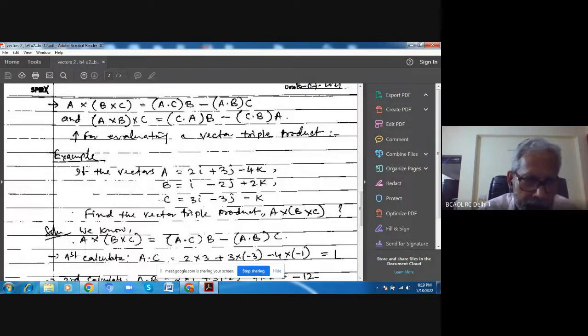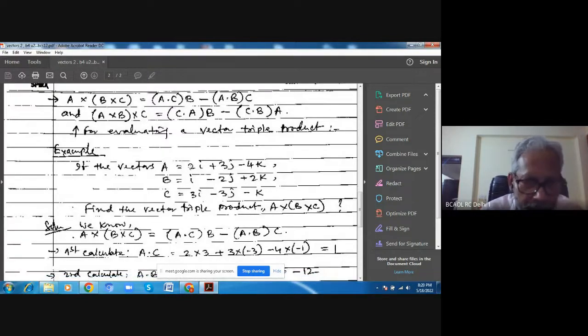Now A, B, C. I think when you go for the solution, then it will be more clear. Suppose A, B, C are given vectors in three dimensions, i, j, and k. A is i minus 2j plus 2k, and another is 3i minus 3j minus k. Find the vector triple product A cross in bracket B cross C. So you have to show it. Now we have a formula, then let's see how it is utilized. Solution.